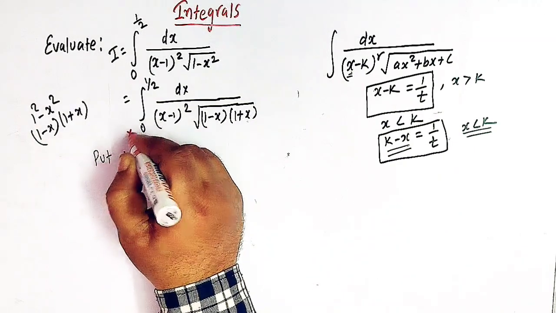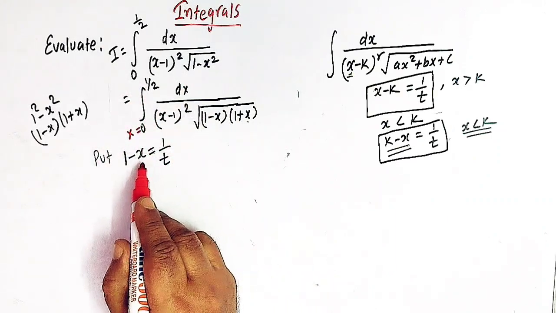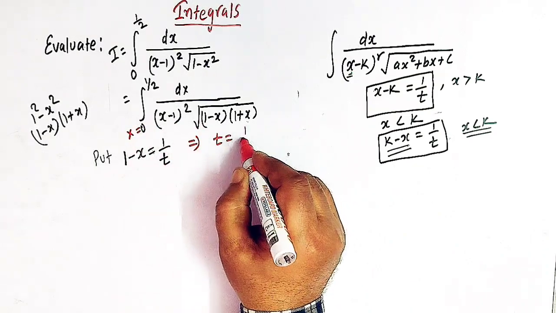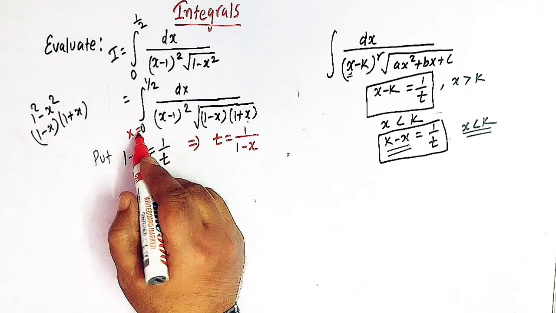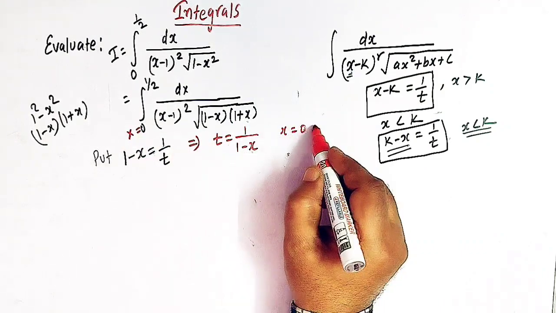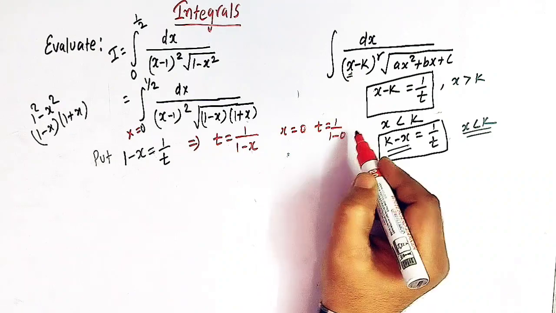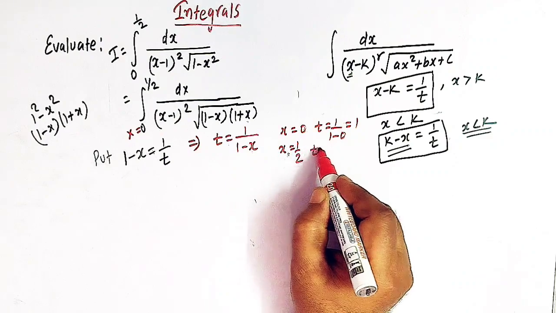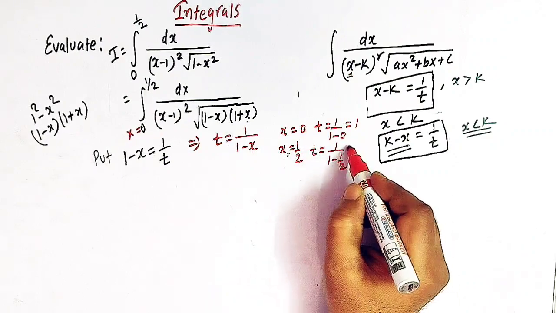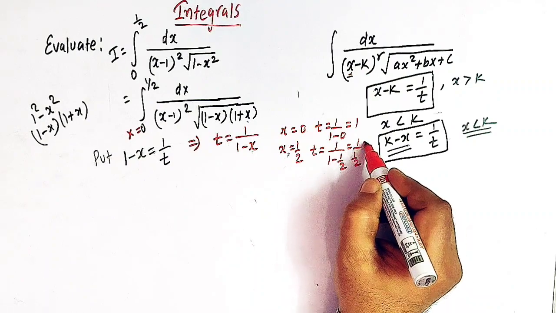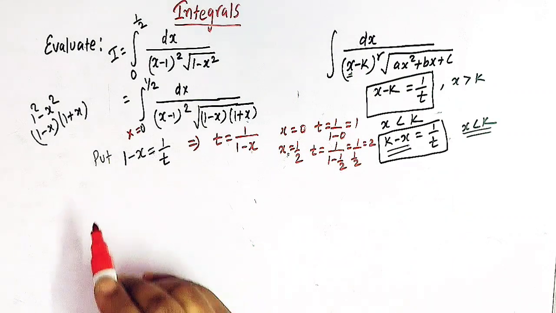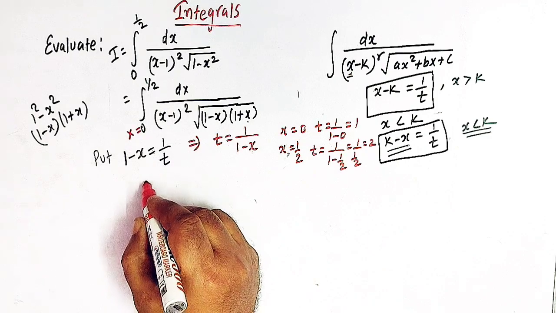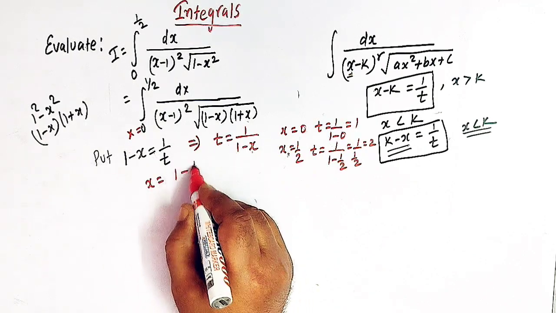Here the value of x varies from 0 to half. Let us find the value of t, that is t equals 1 over (1 minus x). When x is equal to 0, t is equal to 1 over (1 minus 0), which is 1. And when x is equal to half, t is 1 over (1 minus half), that is 1 over half, which is equal to 2. Now we have 1 minus x equal to 1 over t, so x is equal to 1 minus 1 over t.